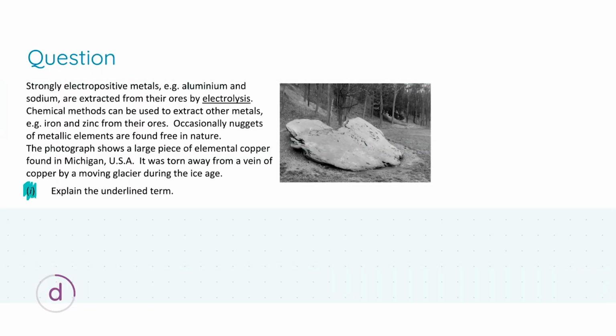In part I here, we were given a big block of text, as always with these types of questions, and we're told some information about electropositive materials, or should I say metals, and how they are extracted from their ores by a process known as electrolysis. In part I, we were asked to explain the underlying term. In this instance, the underlying term is electrolysis, so we need to give a little bit more information about electrolysis.